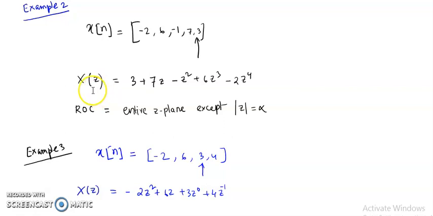Okay. So here you can see that if the z transform exists, then this should be less than infinity. That's why z cannot be equal to infinity, as here you can see that if z is equal to infinity, this term will become infinity. So that's why the ROC will be the entire z plane except mod z equal to infinity.